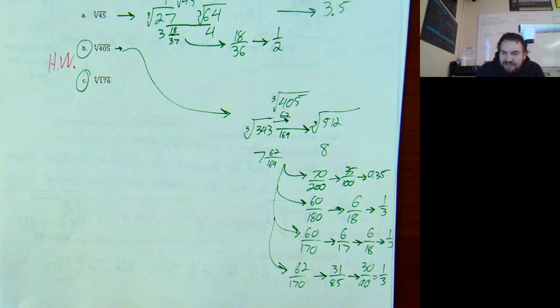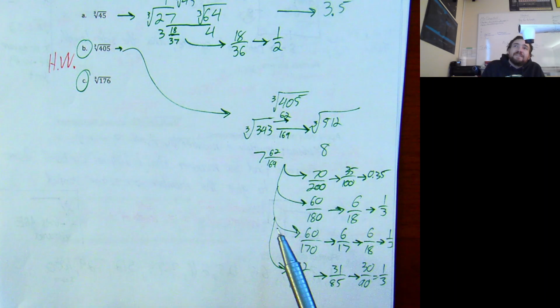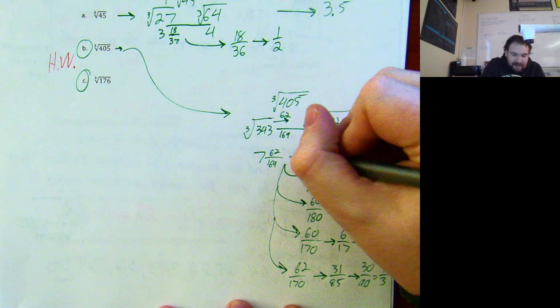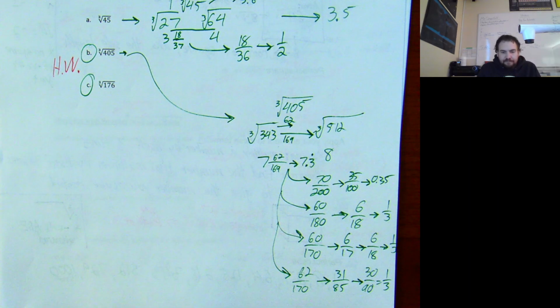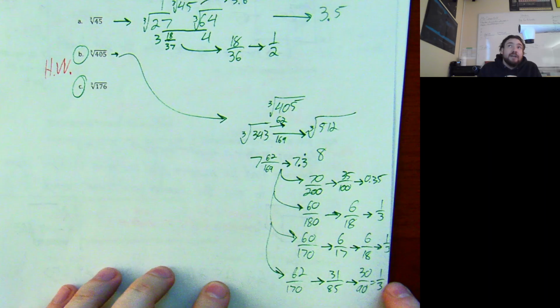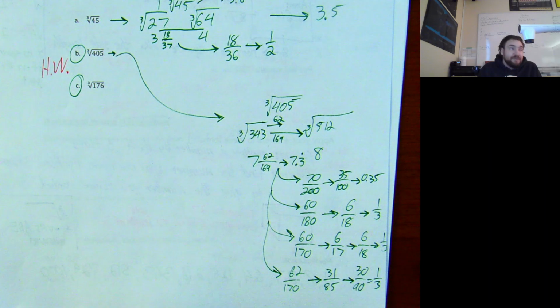We're going to get somewhere in the neighborhood. My estimate was 7. I actually went this route here on mine: the 6/17 to the 6/18 to the 1/3. And my estimate ended up being 7.3 repeating. So that's the technique you want to use in there. Comments, questions, concerns about B?